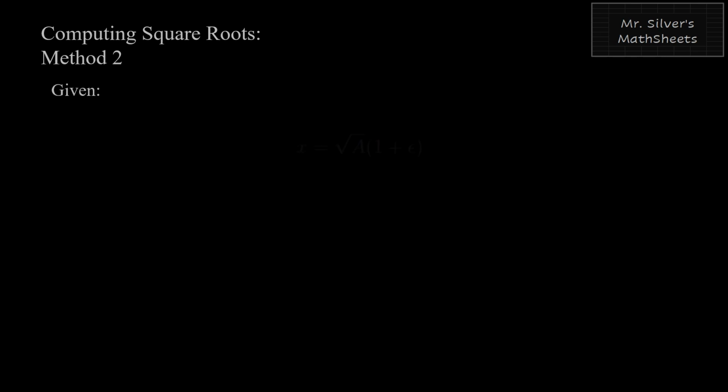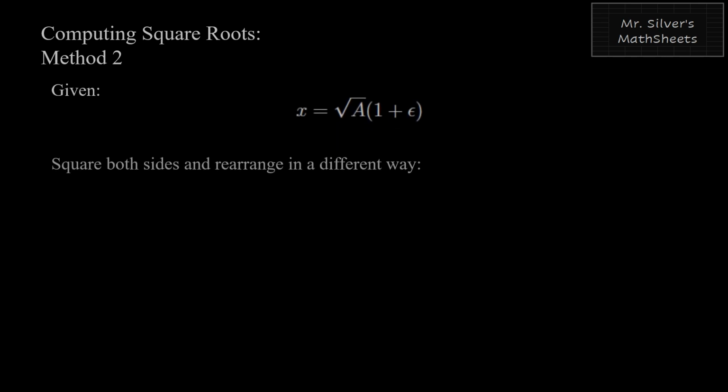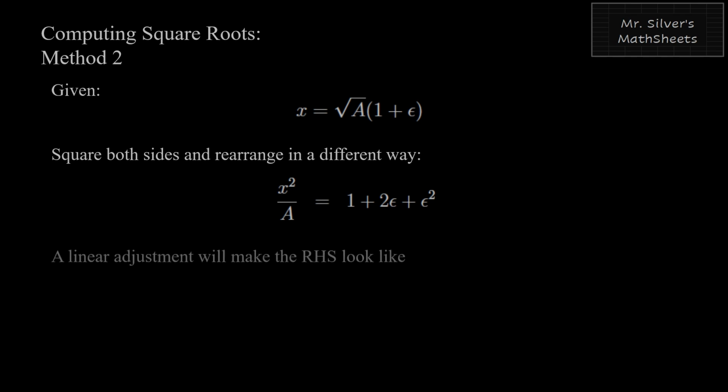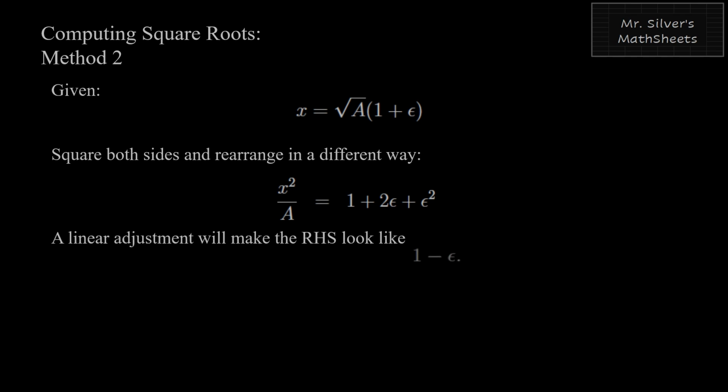Okay, for method 2, we start off the same way we did with method 1, and we square both sides, but this time we keep the epsilon terms in the numerator. When we transform the right-hand side into something that looks like 1 minus epsilon, what we do is we subtract the right-hand side from 3 and then divide by 2, and we get 1 minus epsilon minus this other little term that doesn't make much difference.